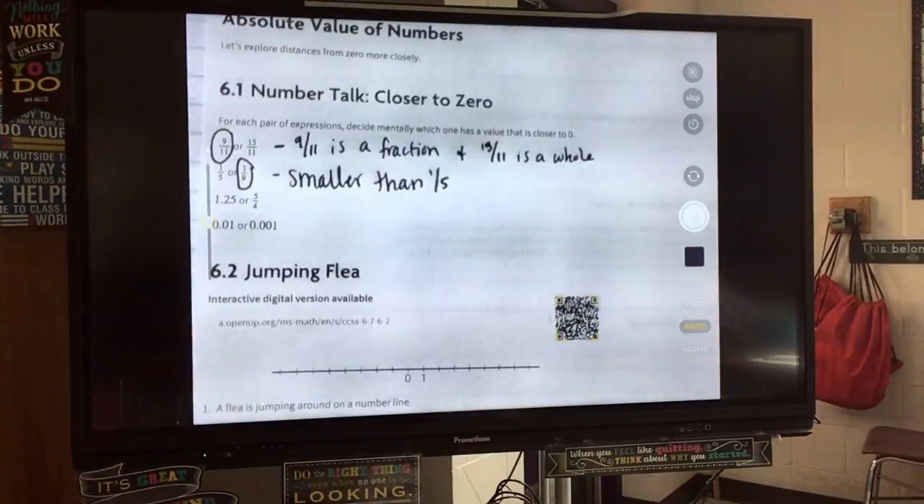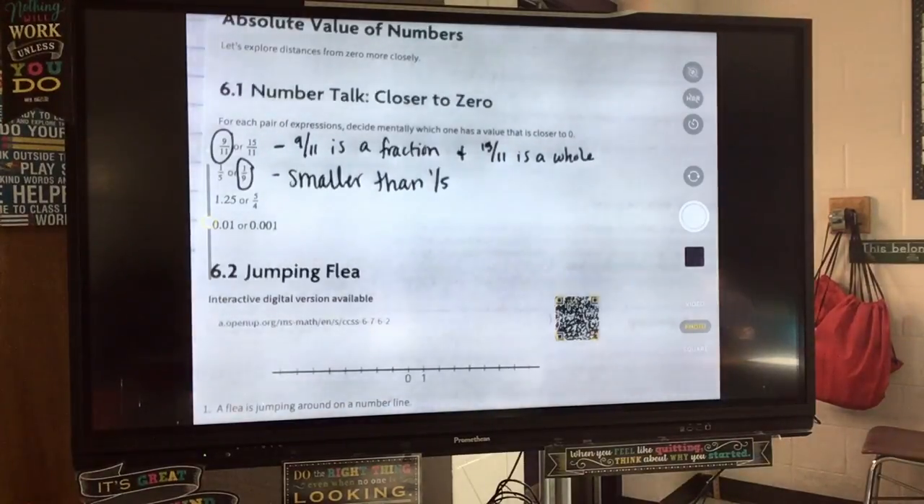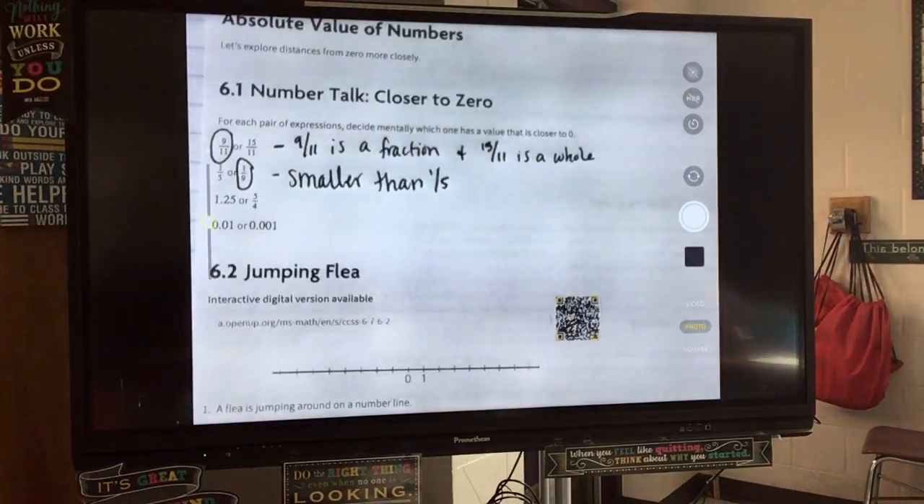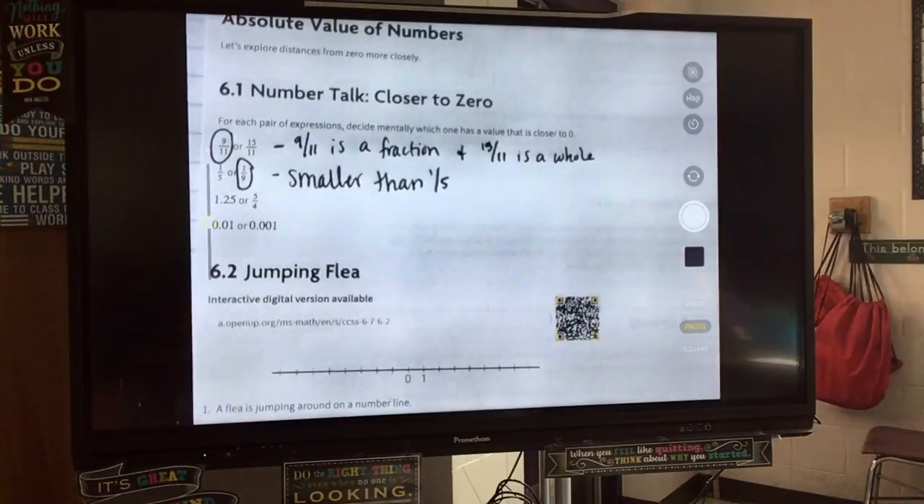So stand up if you think 1 and 25/100ths is closer to 0. Roman, what is 5/4? 5/4 is equal to 1 and 1/4. Yeah. Isn't 1 and 1/4 the same as 1 and 25/100ths? So are they equal? So technically, both answers are right?